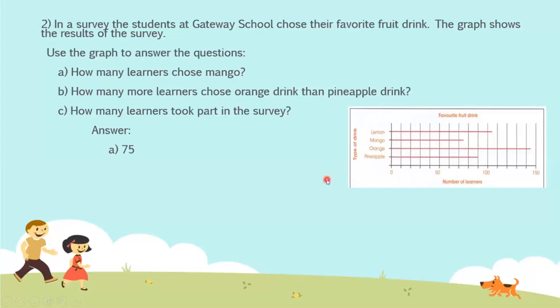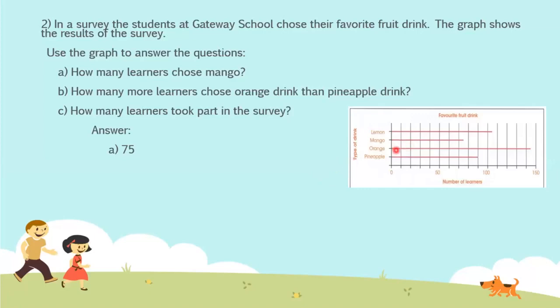Now, the very next question, the B part, is: how many more learners chose orange drink than pineapple drink? So you want to find how many more learners chose orange drink than pineapple drink. For that, we need to know how many learners chose orange drink and how many learners chose pineapple drink. Only then can we find out how many more learners chose orange drink than pineapple drink. So our first priority is to find the number of learners who chose orange drink.